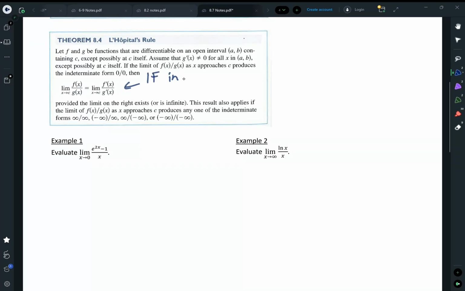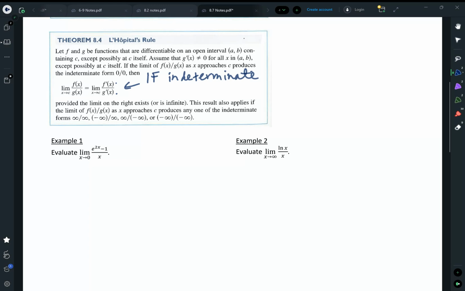L'Hopital's rule can only be used if the limit is indeterminate. Then instead I can look at the limit of the derivative of the numerator over the derivative of the denominator. So essentially I'm comparing those rates. So if it's indeterminate, L'Hopital: take a derivative on the top and bottom and then see what happens.